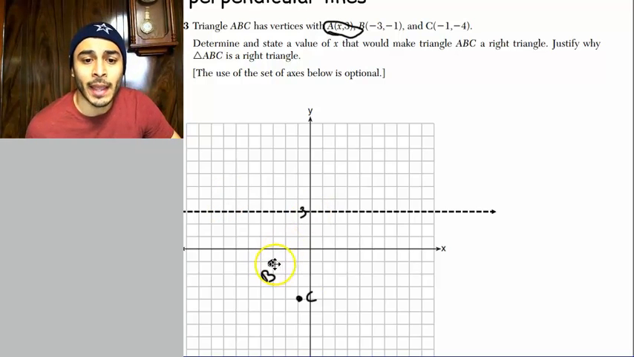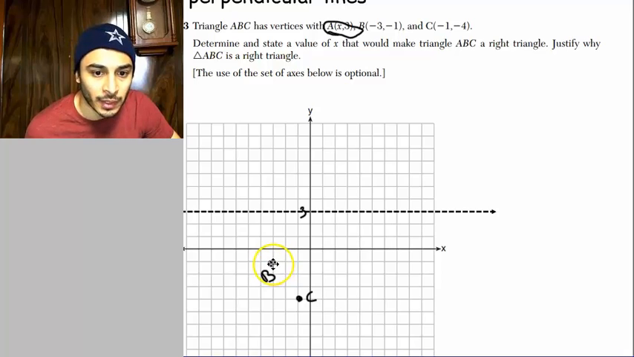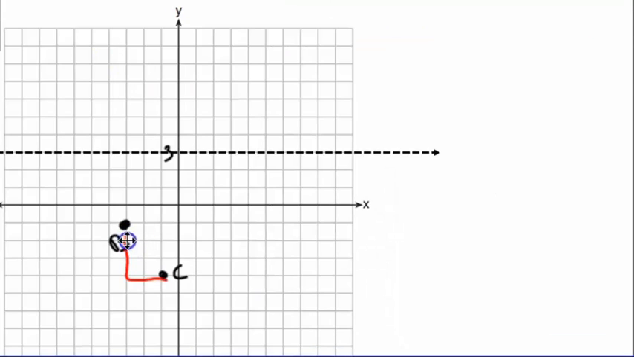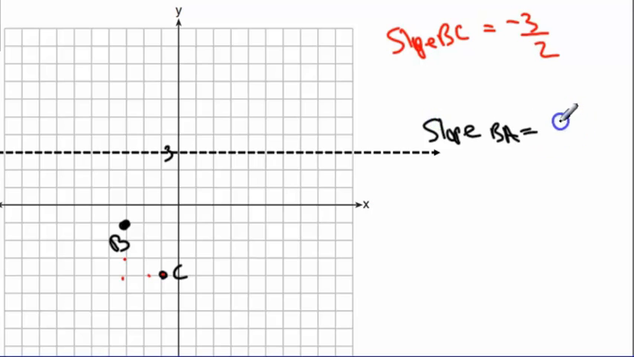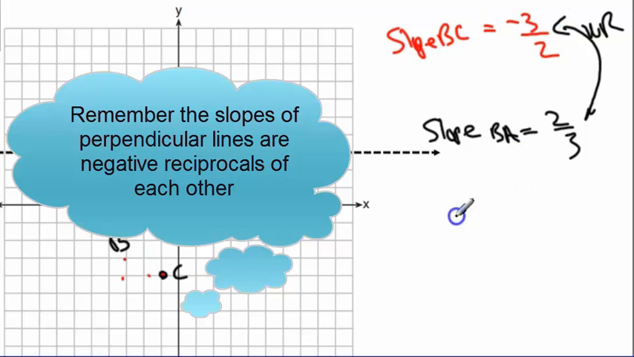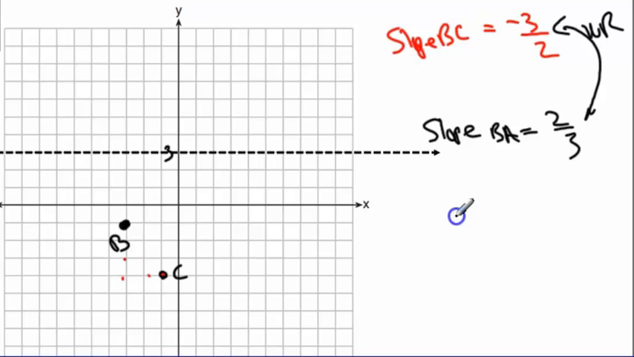Now, in order to determine point A, I have to look at the slope of BC. So the slope of BC is down 1, 2, 3 over 2. So the slope of BC is down 3 over 2. So if I'm going to make B my right angle, that automatically means that the slope of BA must be 2 over 3. Now, how did I get that? Well, these have to be negative reciprocals of each other because I need a 90-degree angle to form a right triangle. The only way to get a 90-degree angle is if I have perpendicular lines, and I know that the slopes of perpendicular lines are negative reciprocals of each other.